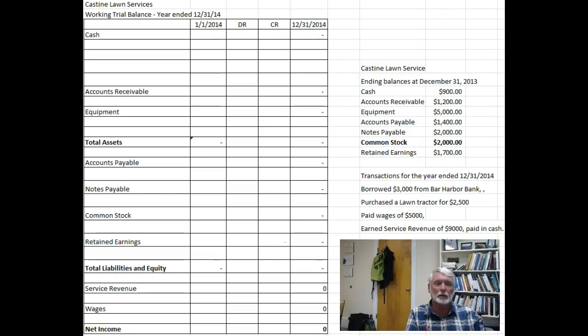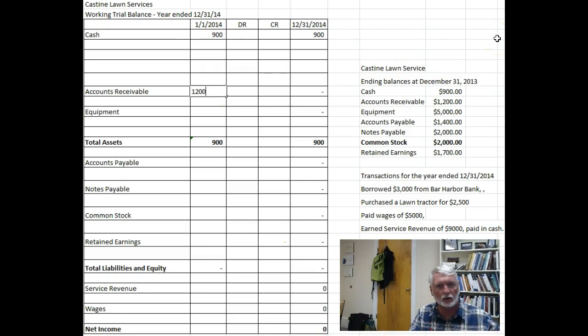I'm going to end up with a balance sheet and an income statement as of December 31st, 2014. And the balance sheet accounts from the prior year carry over to the beginning of this year. So the balances on December 31st, 13 become the balances on January 1st, 14. So the cash that we had on December 31st, 13, we're going to add in here for December 31st, 14. So you see that $900, $900.